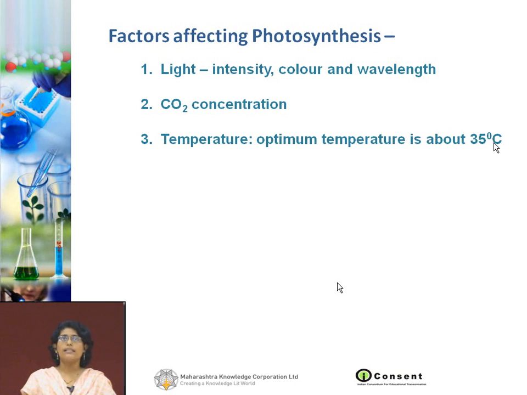That's why all the plants cannot grow in the higher altitude regions or in the deserts. That's why plants require certain adaptations to grow and to photosynthesize in deserts as well as in the higher altitude regions. So generally, the plants photosynthesize with the maximum rate at the 35 degrees centigrade temperature.